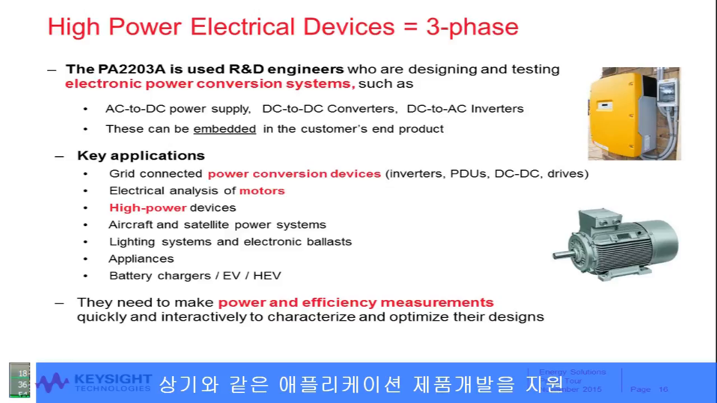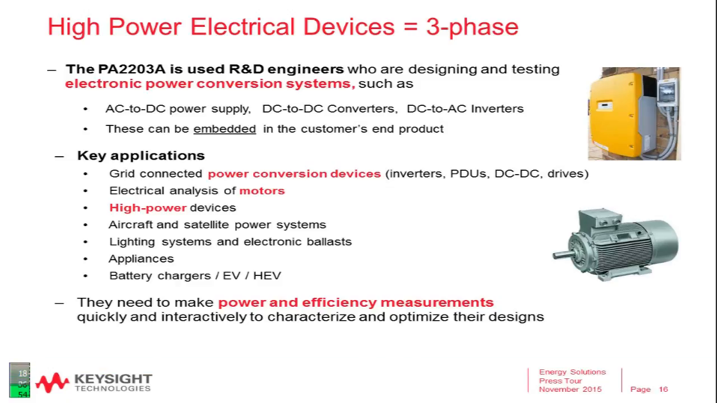So the key applications for a three-phase power analyzer is for testing grid-connected devices like inverters and power distribution units. It can analyze three-phase motors like you would find in an electric vehicle. Other high-power devices, aircraft and satellite power systems are all run off of AC. Lighting systems, electronic ballast. These lights I can see, for example, are LED lights.